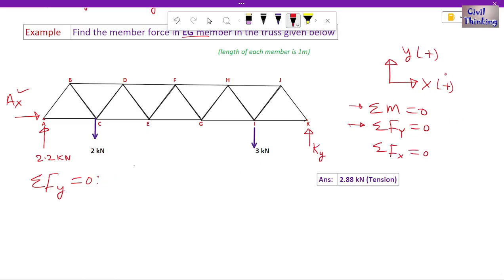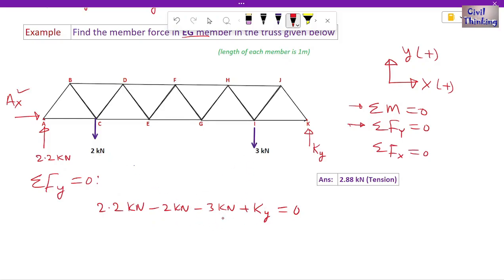Summation of force about y-axis is 0. Now remember, y-axis is vertical axis and upward forces are positive and downward are negative. Now 2.2 kilonewton is upward, so it is positive, right? Now this 2 kilonewton is downwards, so minus 2 kilonewton, and 3 kilonewton is downward, so it is negative, minus 3 kilonewton, and this Ky is upwards, so it is positive, right? So all of it is 0, right? Did I add all the forces in the vertical direction? 2.2 minus 2 minus 3 plus Ky.